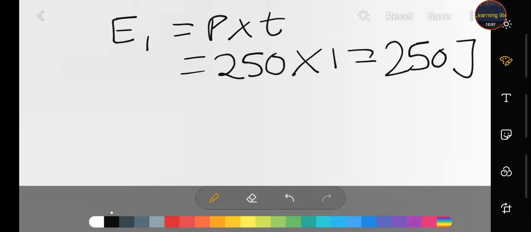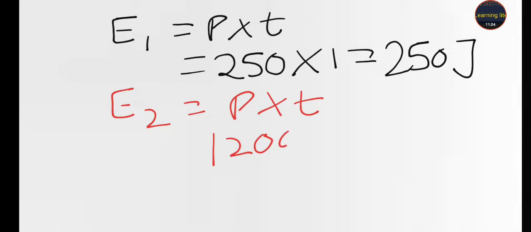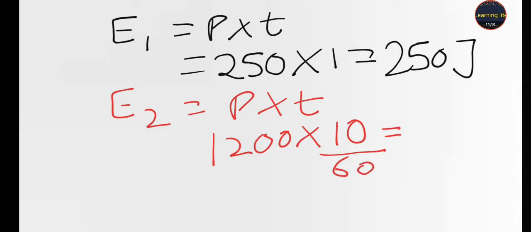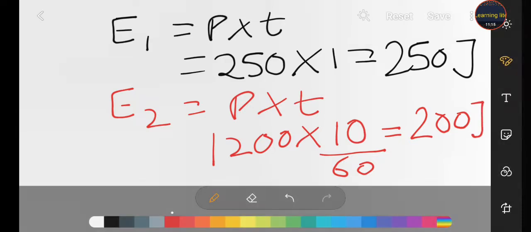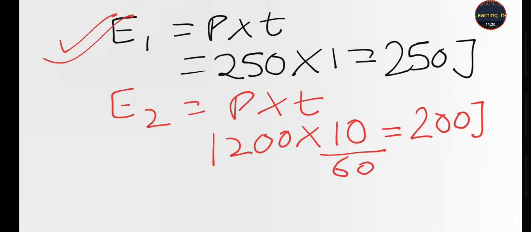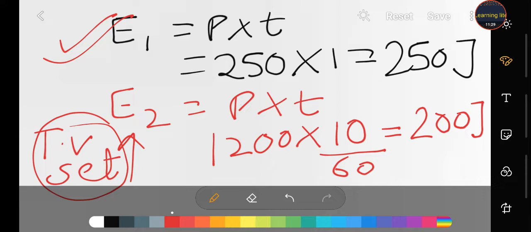Okay. And in our second case, for the toaster it is 1200 watt into 10 minutes. We have to convert the minutes into hours. So it is 200 watt hours. So students, which uses more energy? That is our TV set. So our answer is the TV set uses more energy. This is the answer to your last question.